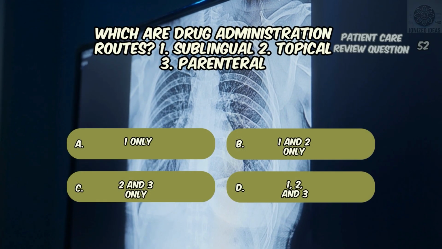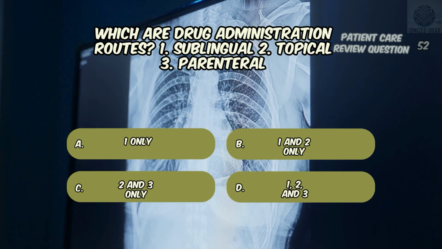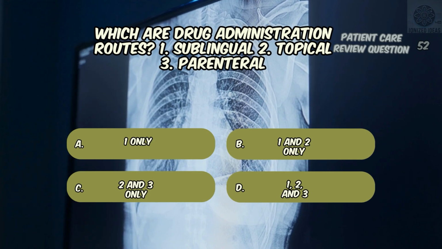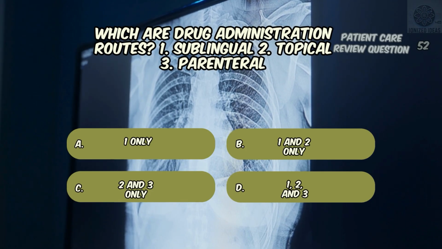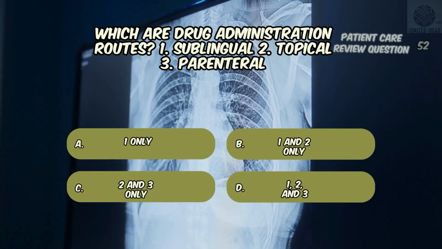Which are drug administration routes? 1. Sublingual. 2. Topical. 3. Parenteral. A. 1 only. B. 1 and 2 only. C. 2 and 3 only. D. 1, 2, and 3.